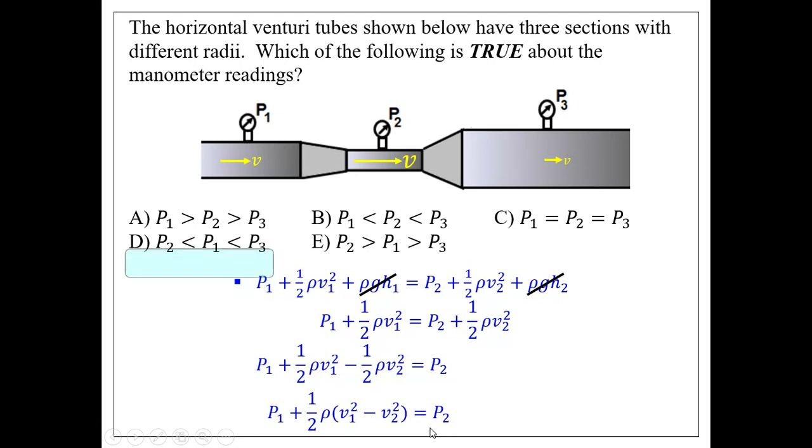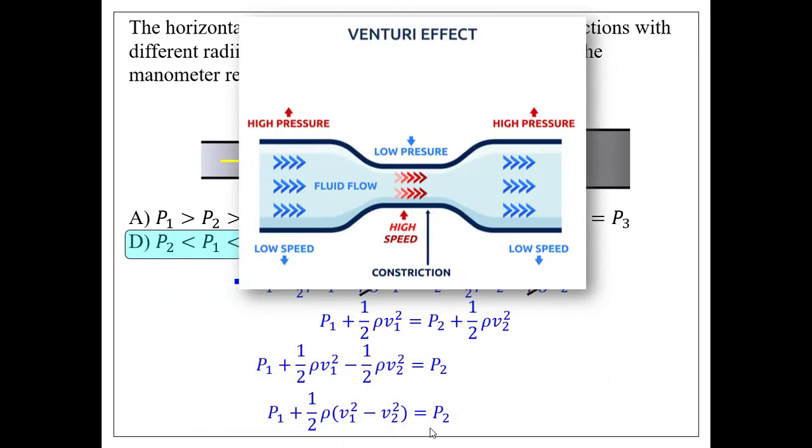Okay, so like I said earlier, I want to choose choice D. And then here's a diagram to help you visualize, just in case this stuff is not sticking with you. Again, if the fluid flows slow, it is high pressure. If it flows fast, it has a lower pressure. So they're inversely related.